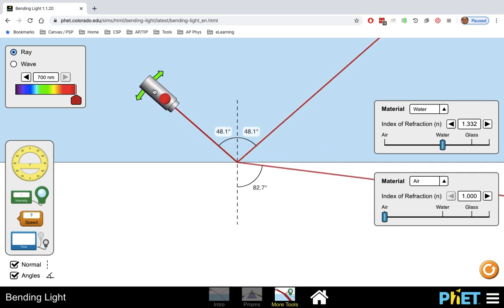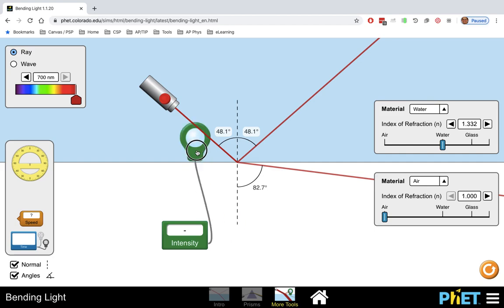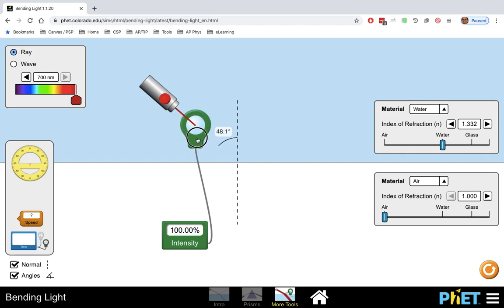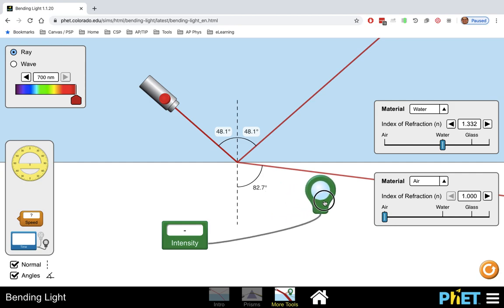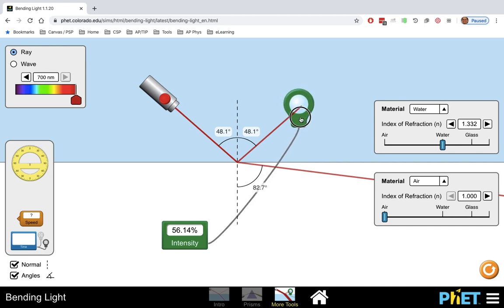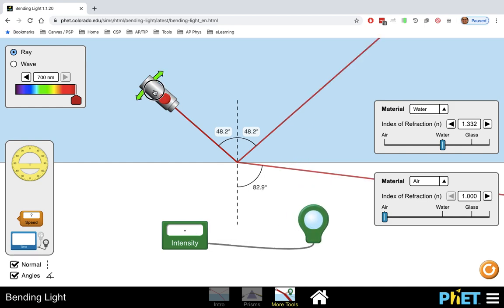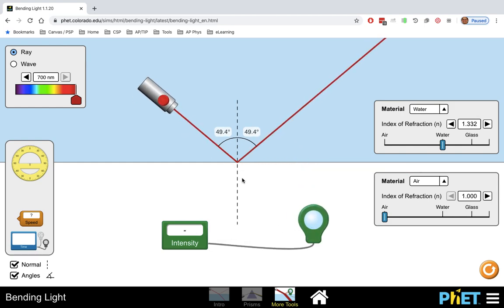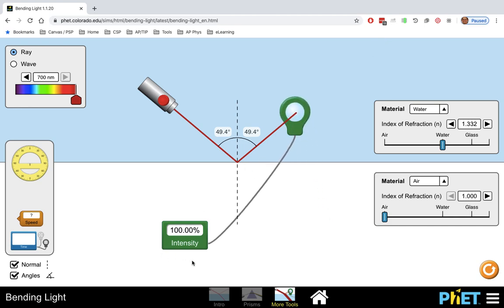So let me go back here and just do a little experiment. This is an intensity meter. It measures how intense the light is. So right here we have 100% of the light beam, and 43% is getting refracted, and 56% is getting reflected. So more than half the light is bouncing right now. But if I go past the critical angle, no light is refracted. All of the light, 100% of the light, is reflected. This is called total internal reflection.